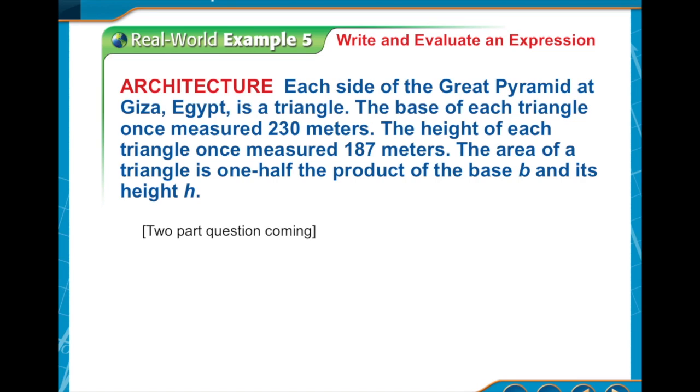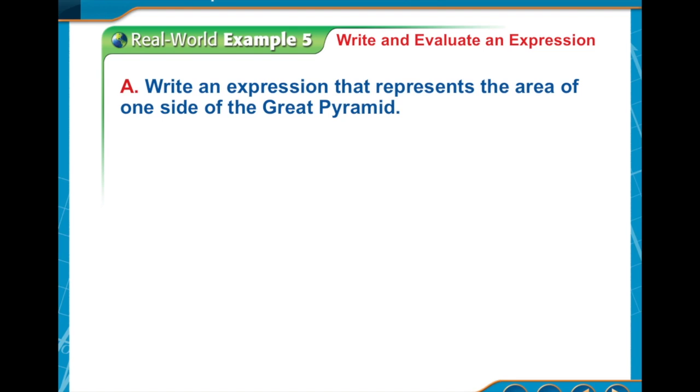And it just so turns out that the area of a triangle is fairly easy to measure. So we know that the area of any simple triangle, as you probably heard before, is 1/2 times the base times the height. So given the base and the height of a triangle, we can find what is the area of that triangle. So part A, we want to write an expression that represents the area of one side of the Great Pyramid. So you're going to have to write this down as well. So just say, write an expression that represents the area of one side of the Great Pyramid.